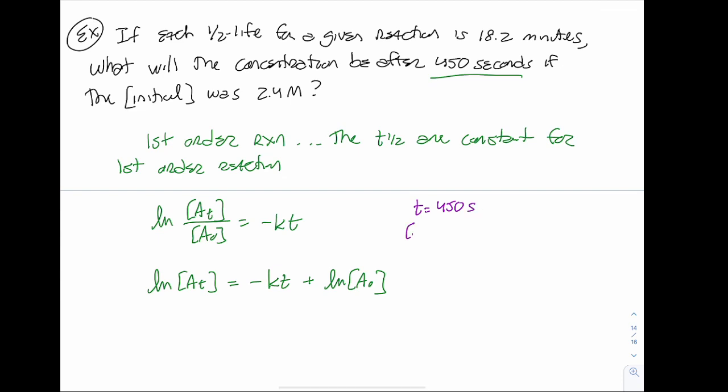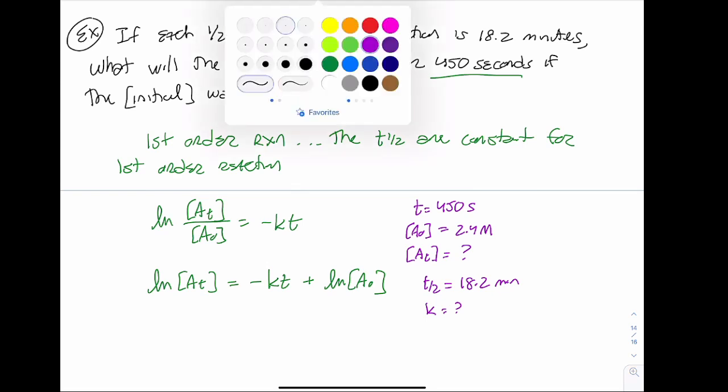I know that A naught is 2.4 molar. I know that A_t is my unknown. And then we're given our half-life also of 18.2 minutes. My problem is I don't have k, right? Right now, looking at this equation, I have two unknowns: what I'm solving for, and my rate constant, because it wasn't given to us as part of the problem. However, we can use our half-life equation to solve for k. Once I have k, we can then plug that into our equation.